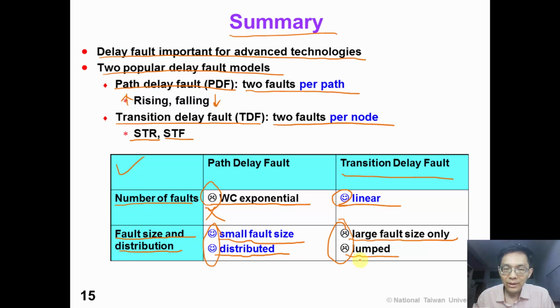In this table, we can clearly see the trade-off between model accuracy and complexity between path delay fault and transition delay fault. Path delay fault is accurate, but it's very complicated to handle. On the other hand, the transition delay fault model is not very accurate. However, it's very easy to handle because the number of faults is linear.